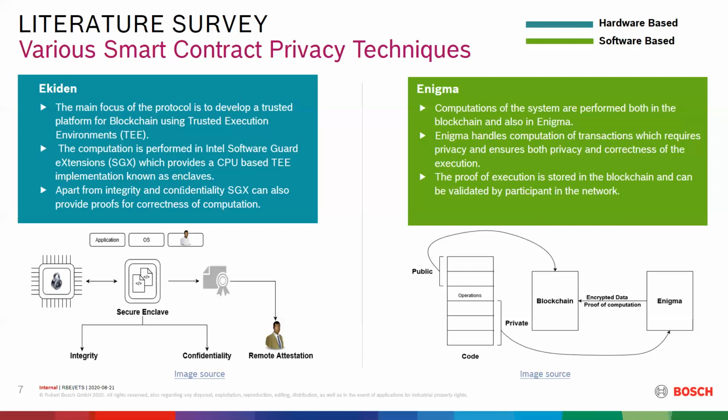The computations of the system are performed both in the blockchain and also in Enigma. Enigma handles computation of transactions which require privacy and ensures both privacy and correctness of the execution.